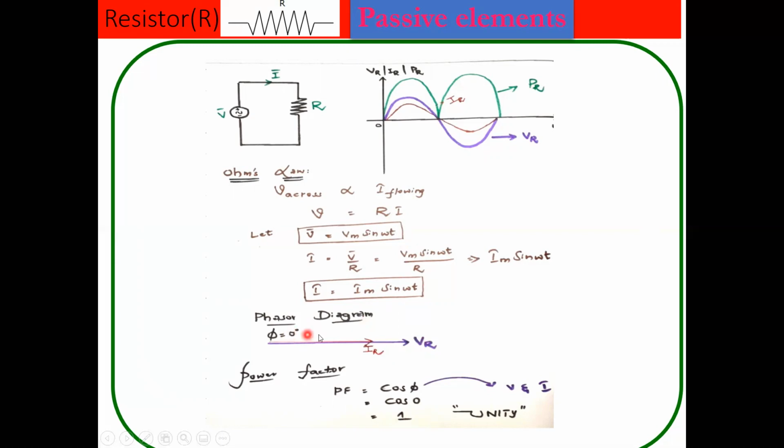That is phi equal to 0. I hope you remember power factor. Can you recollect that one? It's the cosine of the angle phi. Is there any angle between voltage and current in this particular waveform? No, and phi becomes 0. And cos 0 is nothing but 1. The technical name for that is unity. Unity power factor arises in a resistor. This is one type of load, a resistive load.